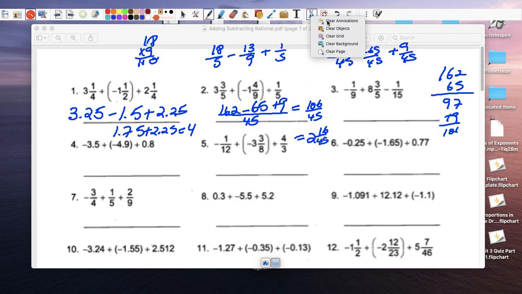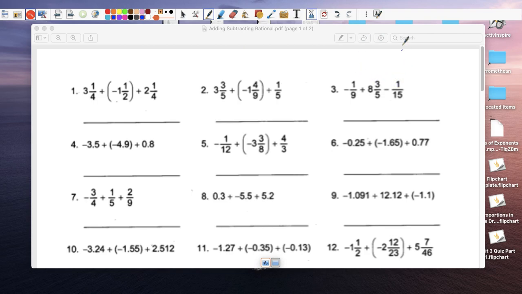Again, just practice some of those skills that you used a while ago. When was the last time you added fractions? Again, likewise, negative 1 over 9 plus 8 and 3/5 minus 1/15. Let's find a common denominator here, 45. So I would put everything over 45. Oops, let me change this. So negative 1 over 9 plus 43 over 5 minus 1 over 15. The LCM is going to be 45.